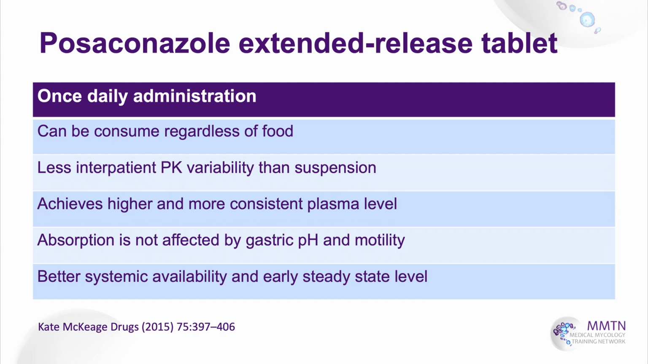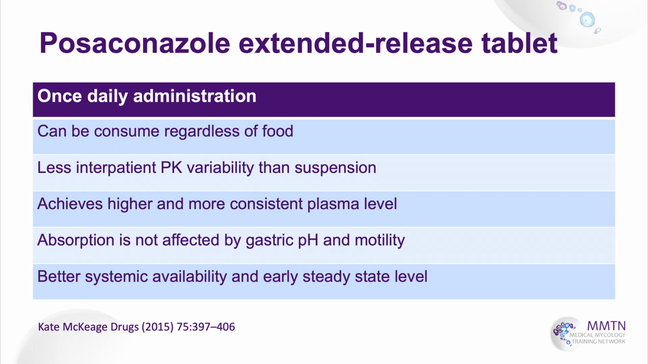There is less interpatient pharmacokinetic variability as compared to the suspension, and it achieves a very high and consistent posaconazole level as compared to the suspension. So this is, I think, one of the very important advantages of using the posaconazole tablet, that it achieves a high and consistent plasma level. The absorption is not greatly affected by gastric pH and motility, but yes, if you are using proton pump inhibitors in a higher dose and GI prokinetic drugs, you may get less exposure of posaconazole. So be careful when you are using posaconazole in your patients.